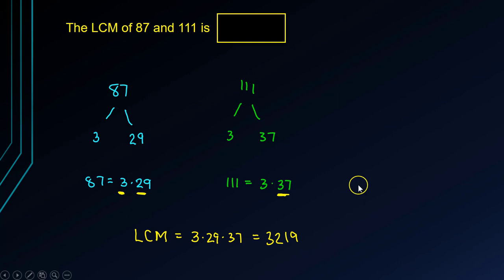A lot of students sometimes make the mistake of going right to multiplying the two numbers together. And although that would be a multiple of those two numbers, remember we're looking for the least common multiple. So because they had the shared 3, if I had multiplied these two together, I would essentially have 3 times this number down here as the answer. And obviously that's not the least common multiple. It's a common multiple, but not the least one.